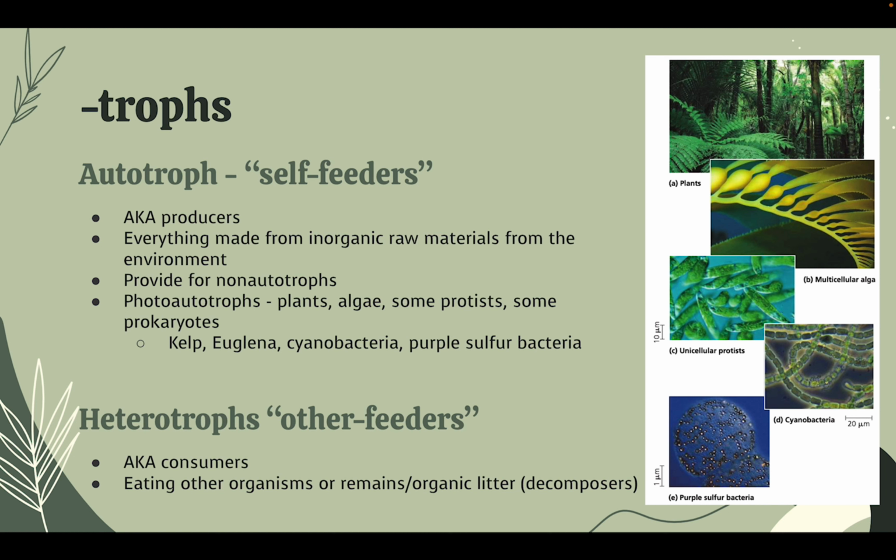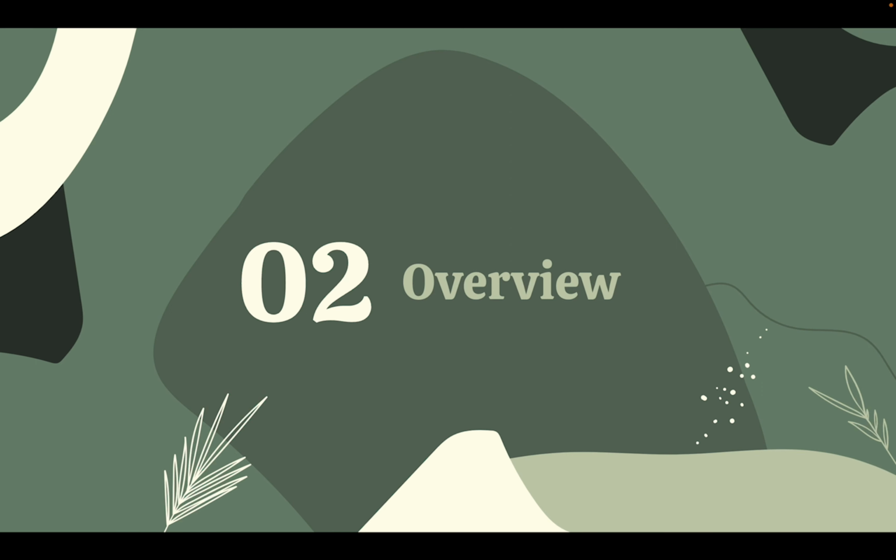So heterotrophs are other feeders. They're also called consumers, and they eat other organisms or remains or organic litter of those organisms. So those would be decomposers. If you look at this picture over here, they're just some examples of some autotrophs, some photoautotrophs, which are going to be the organisms we're focusing on today since they actually do photosynthesis. Alright, so part two is an overview of how photosynthesis goes.